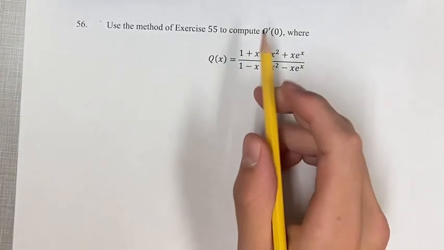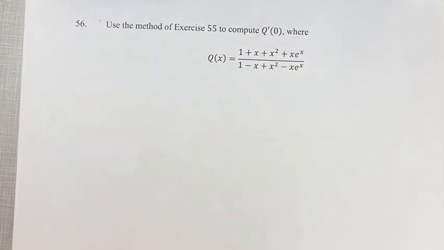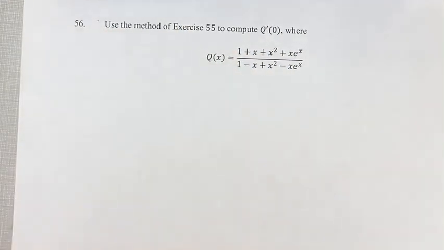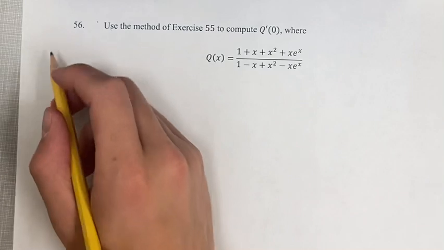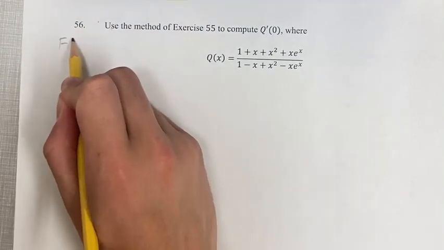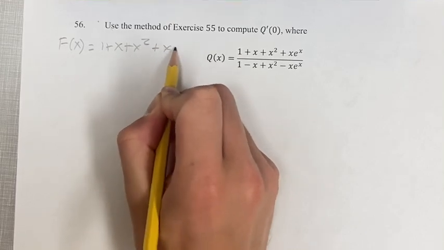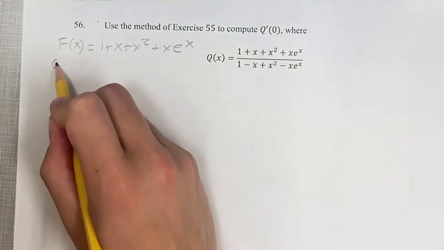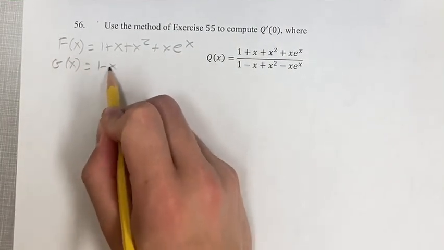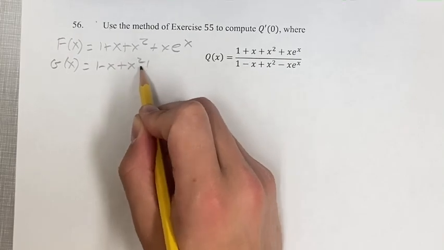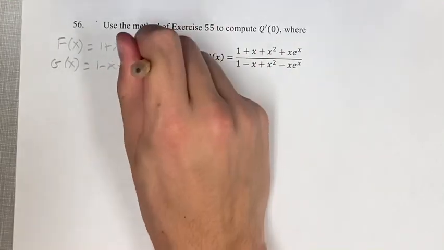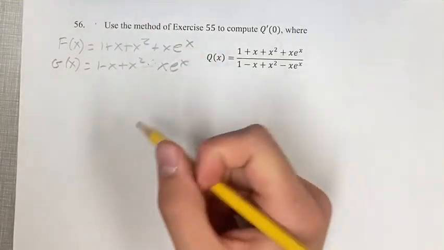In this problem we're calculating the derivative of q at 0 using the method of exercise 55, which means we are going to set the numerator equal to f of x and the denominator equal to g of x. Make sure it's clear that that's a negative.